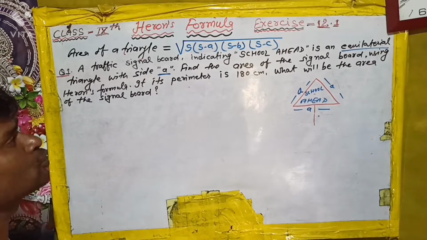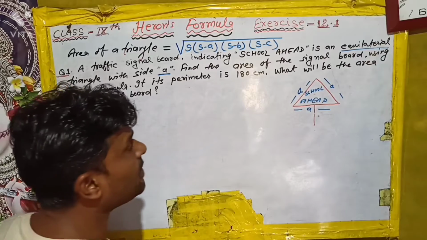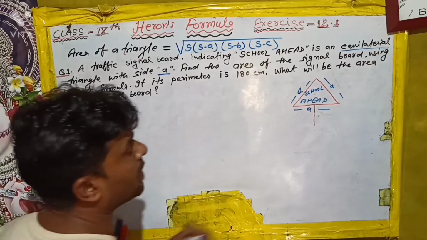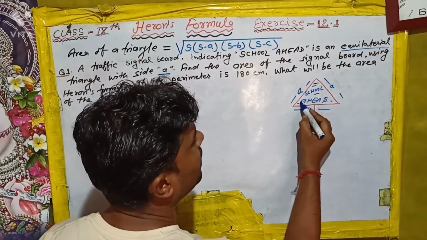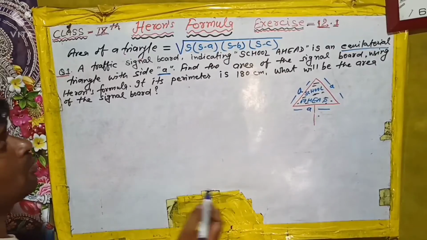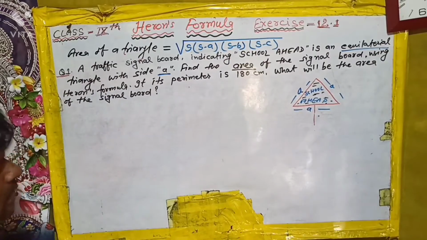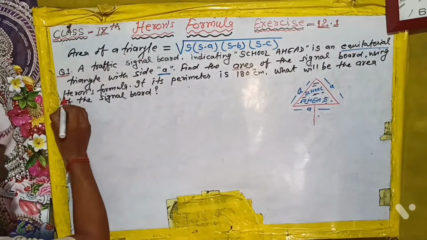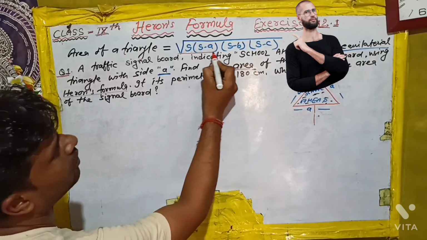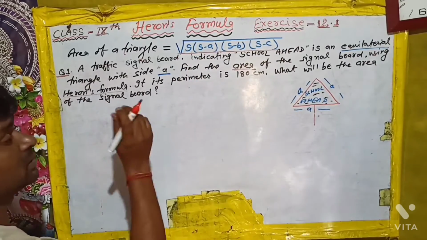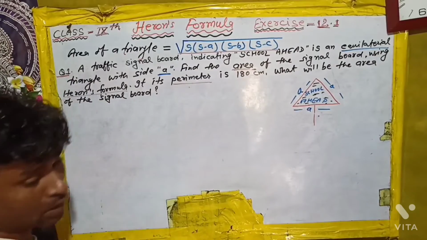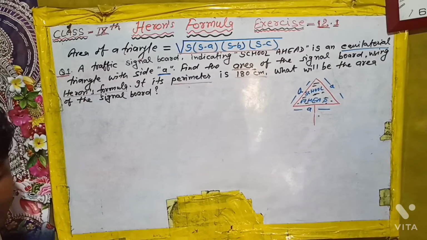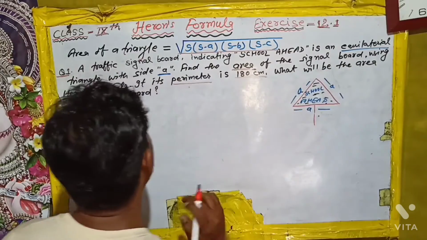So we have to find the area, the area occupied by this triangular part. We have to find the area of the signal board using Heron's formula, which I have already written here. Its perimeter is given, meaning the sum of all three sides is 180 centimeters.